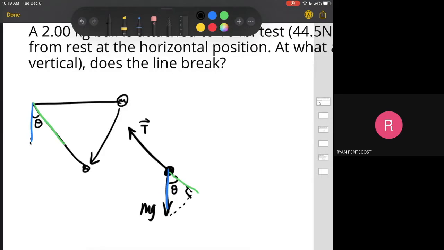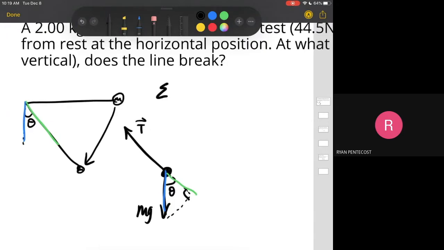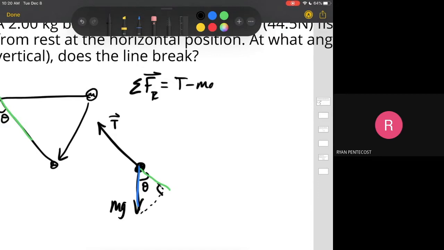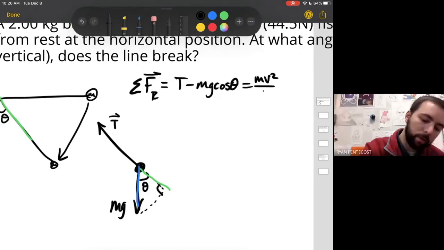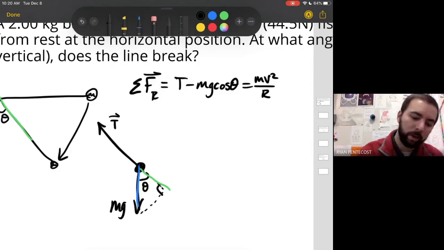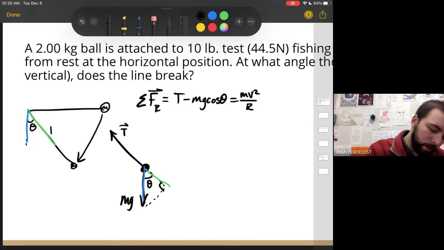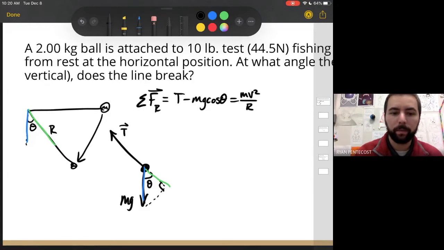Okay, so we need summation of forces with tension. So let's look at summation of forces along the radius. That would be tension minus mg cosine theta equals mv squared over r. They didn't establish uppercase or lowercase. Okay, so we've got mv squared over r. Now this is our r. Okay, that is our radius.